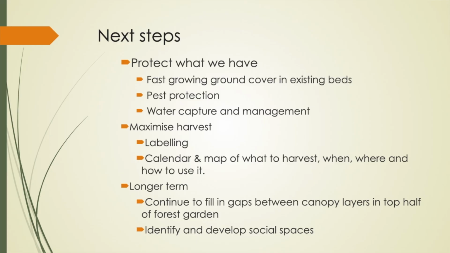water that's coming in. Try and maximise the harvest better by labelling things so we know what we're actually picking and what we're looking at, and create a sort of calendar and map of what to harvest and what time of year to harvest it, where it is in the garden and how to use it. So that's a new bit of documentation I need to create to get the most out of the garden.